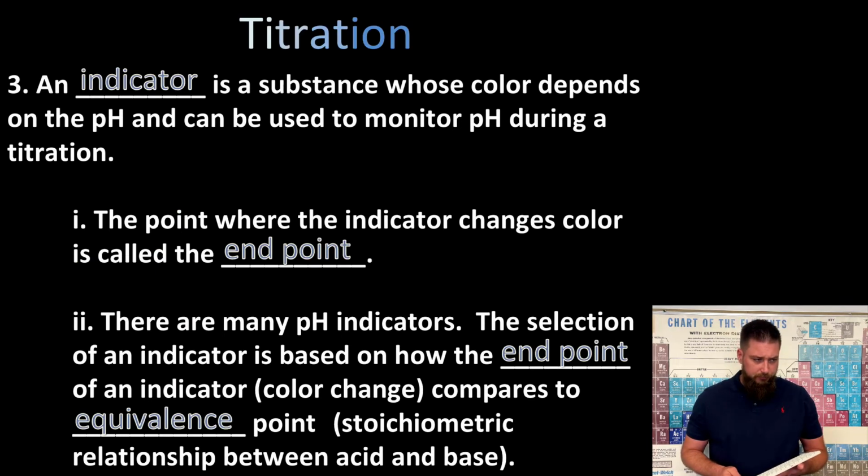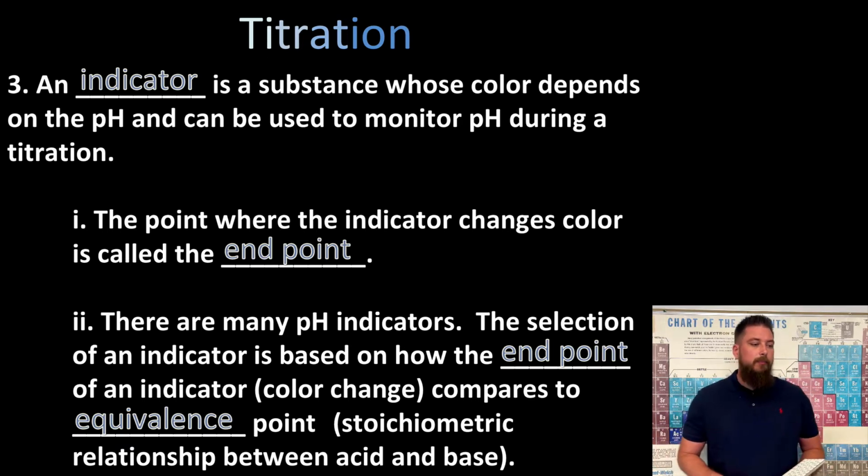Now, an indicator is a substance whose color depends on the pH, so I used phenolphthalein in this situation. This particular one is clear inside of an acidic solution. It's pink inside of a basic solution. The reality is that this actually will turn pink around a pH of 8 or so.